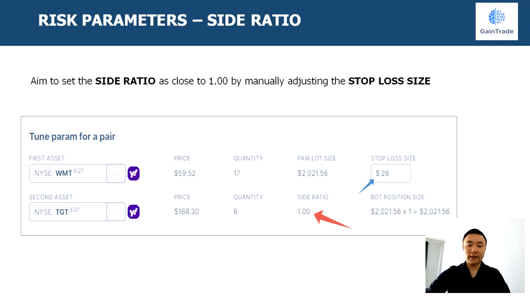Now, let's look at the size ratio parameter. This shows us how optimally the pair correlates and how accurate the ratio of the number and the price of the shares selected by the algorithm is. The optimal size ratio is 1, so aim to set the size ratio as close to 1.00 as possible by manually adjusting the stop loss size.